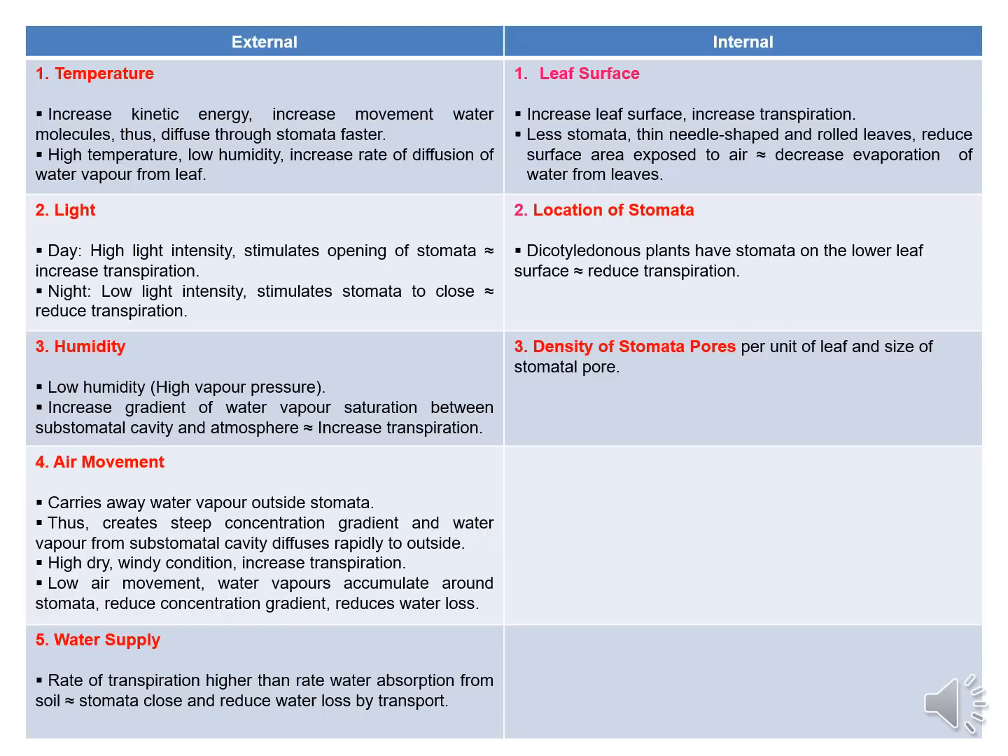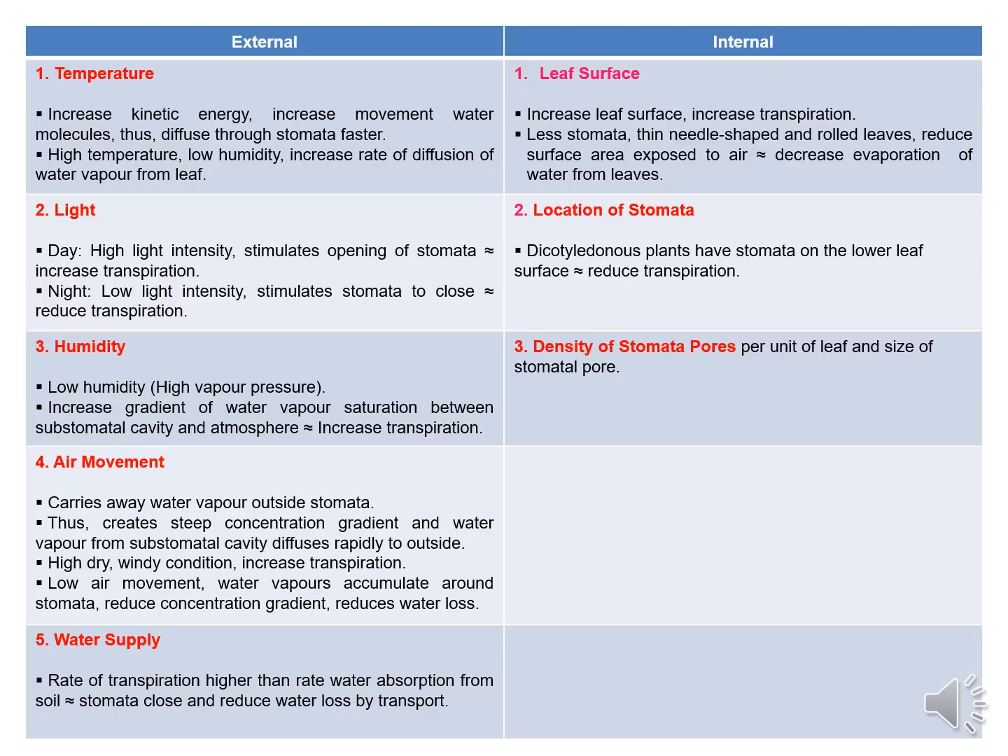Therefore, with increased gradient of water vapor saturation between substomata cavity and atmosphere, it will increase transpiration. In short, low humidity increased transpiration. In air movement, normally the air movement will carry away water vapor from outside stomata. Thus, it will create steep concentration gradient and the water vapor from stomata cavity will diffuse out rapidly. In high, dry, windy condition, definitely the transpiration rate will increase.